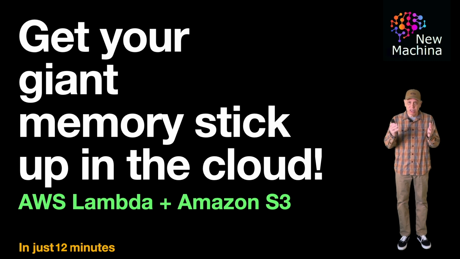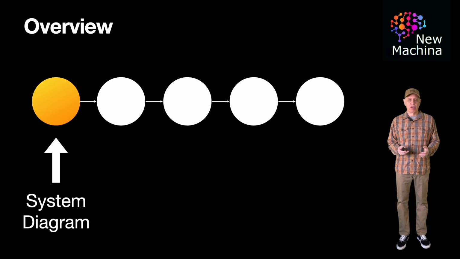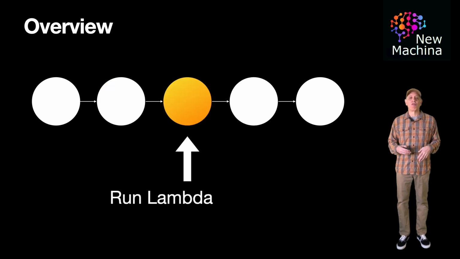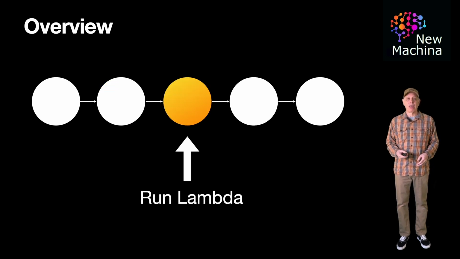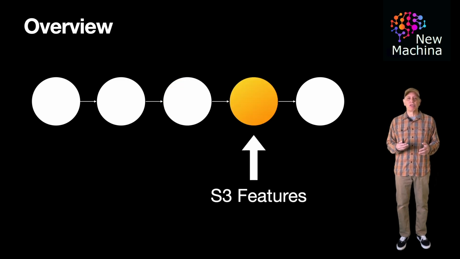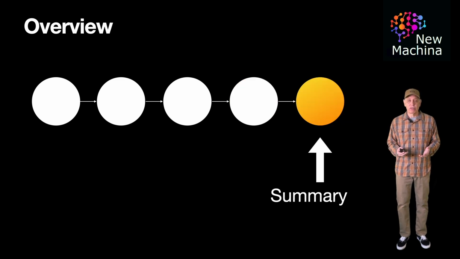Okay, let's get started. I'm going to quickly provide an overview of what we're going to cover in this video. First, I will show you a system diagram of the application. After that, I will show you the configuration for the Lambda function and the Python code that integrates with Amazon S3. Next, I will show you the results of running our Lambda function that integrates with Amazon S3. After this, I will step through some of the key Amazon S3 features. And lastly, I'll summarize the key points you should take away from this video. Okay, let's get into it.